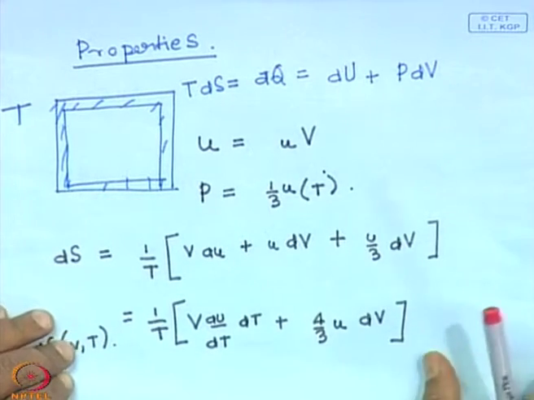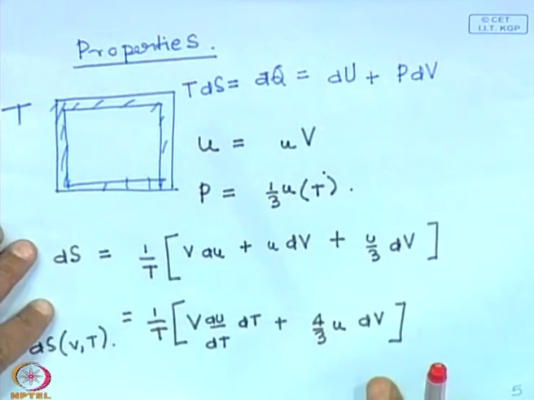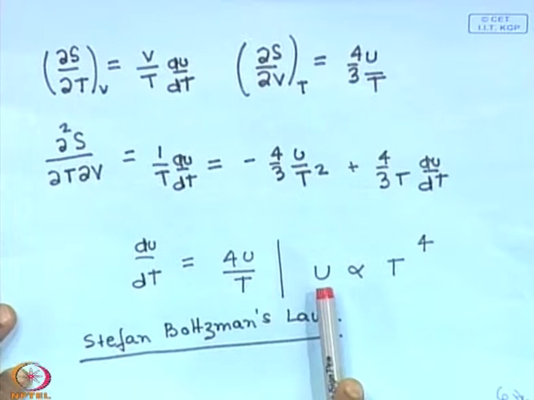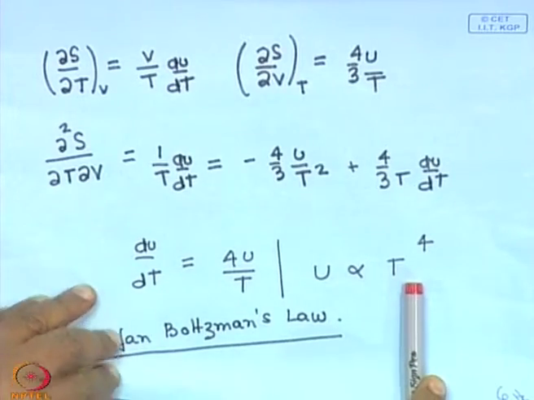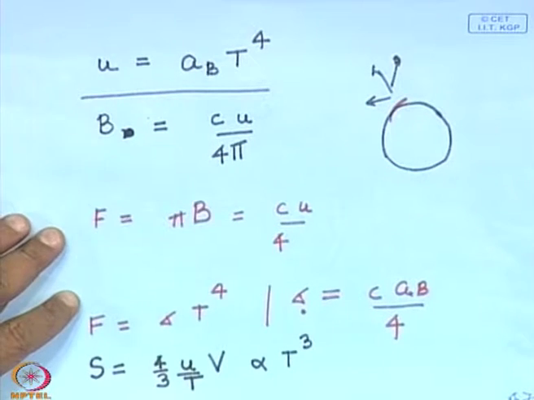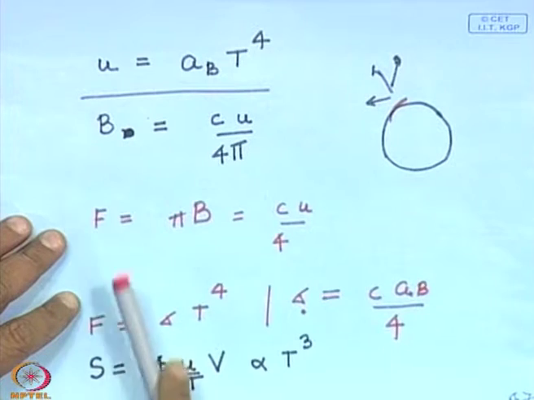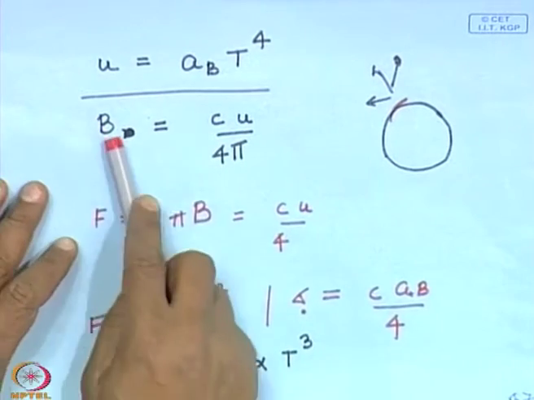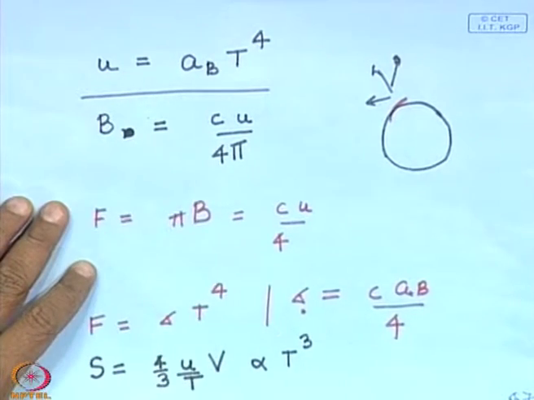Then having discussed this, we went ahead and calculated how the entropy depends on the temperature and the volume, and based on this we finally reached the conclusion that the energy density of this black body radiation is proportional to T to the power 4. And this constant of proportionality we called the Stephan constant. Further, we also saw that the Planck function, multiplied by C and divided by 4 pi, gives you the specific intensity.